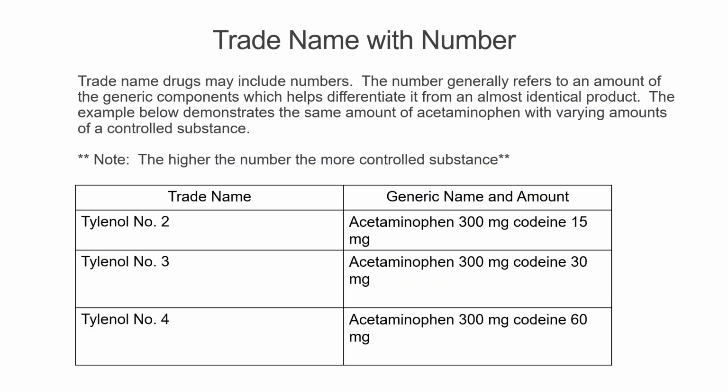Now, a trade name with a number. So trade name of drugs sometimes include numbers like Tylenol number 2, Tylenol number 3, Tylenol number 4. Generally, the number refers to the amount of generic components which help differentiate it from almost an identical product. So the example below, which is for Tylenols, demonstrates the same amount of acetaminophen with varying amounts of a controlled substance. So Tylenol number 2, they all have acetaminophen 300 milligrams in them, but the number 2 stands for 15 milligrams of codeine, number 3 for 30 milligrams of codeine, and number 4 for 60 milligrams of codeine.